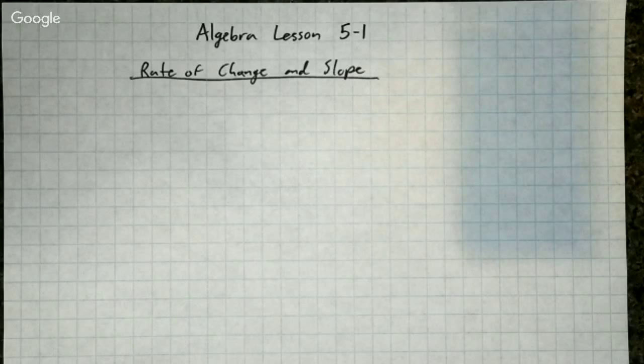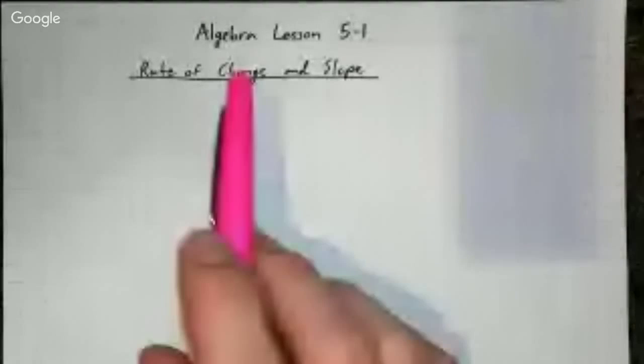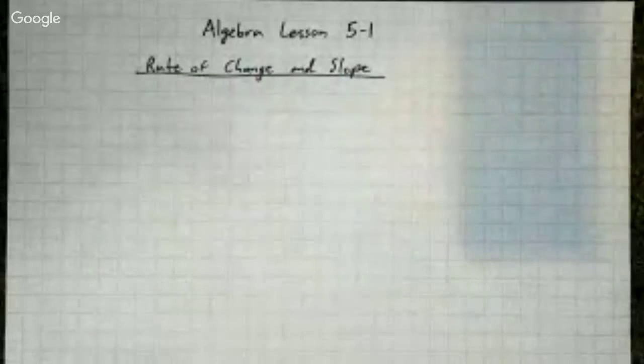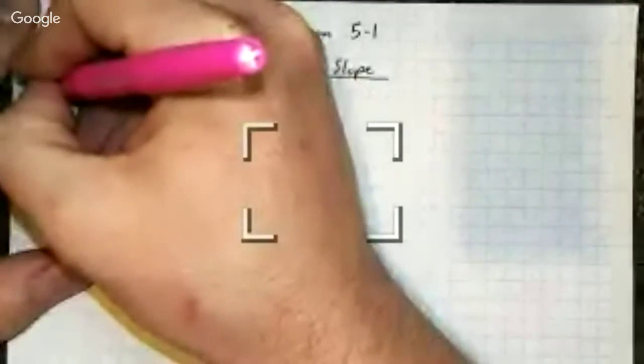Today, 5-1. So we're starting our new chapter 5 here. Today we're going to be talking about the rate of change and slope. So rate of change and slope. So let's go ahead and start off as we always do with our anticipatory set.